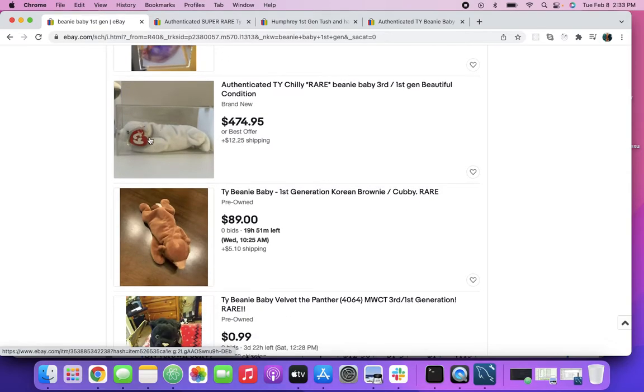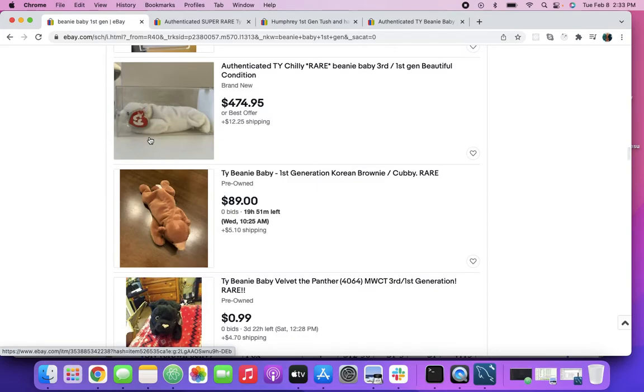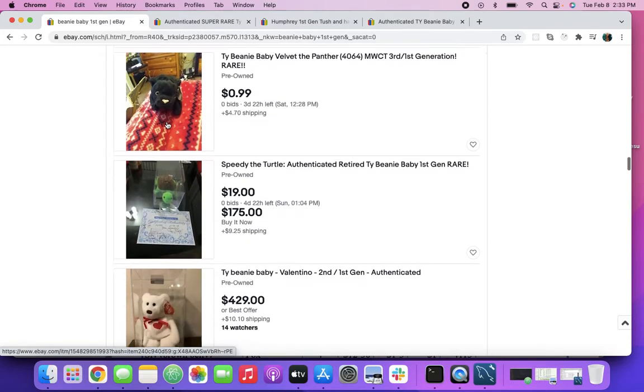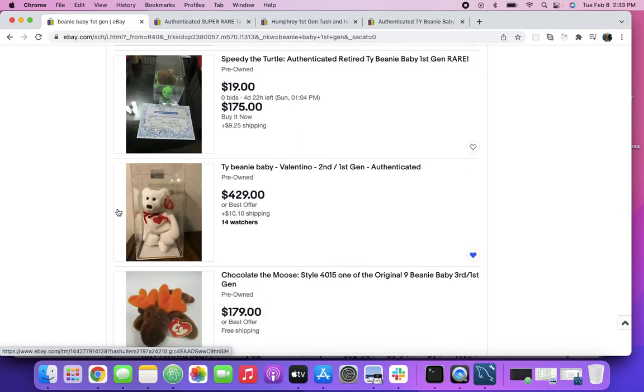This is a third gen Chili, not 474, lower than that. Brownie, you don't know if there's no hang tag, so don't believe that one. Keep going, fourth gen, second gen. Valentino, non-mint, still 400, I think. It's a little bit over. That's why no one's bought it.